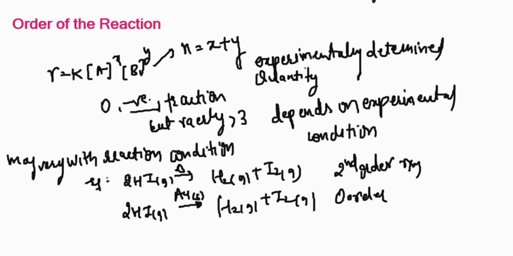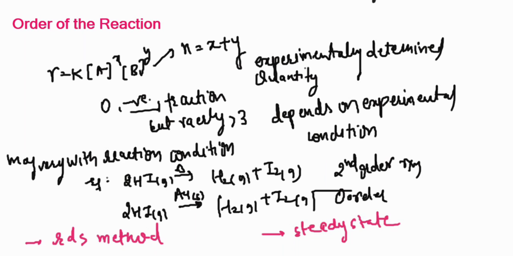Okay, order can be determined by two methods. One is the RDS method, the rate determining step method, and another is the steady state approximation method. Later on we will see these two methods.